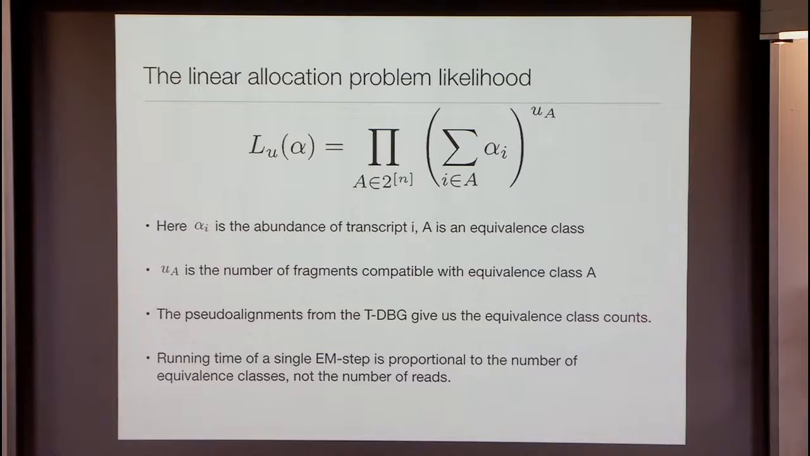And these categories, these subsets, they have a name now. They're called equivalence classes. And these kind of pseudo-alignments, what they actually produce are equivalence class counts. So they're very perfectly suited for this kind of statistical framework. And what people do with this kind of framework is they run the EM algorithm, or some similar numerical optimization, many other choices, to try to maximize for these parameters.